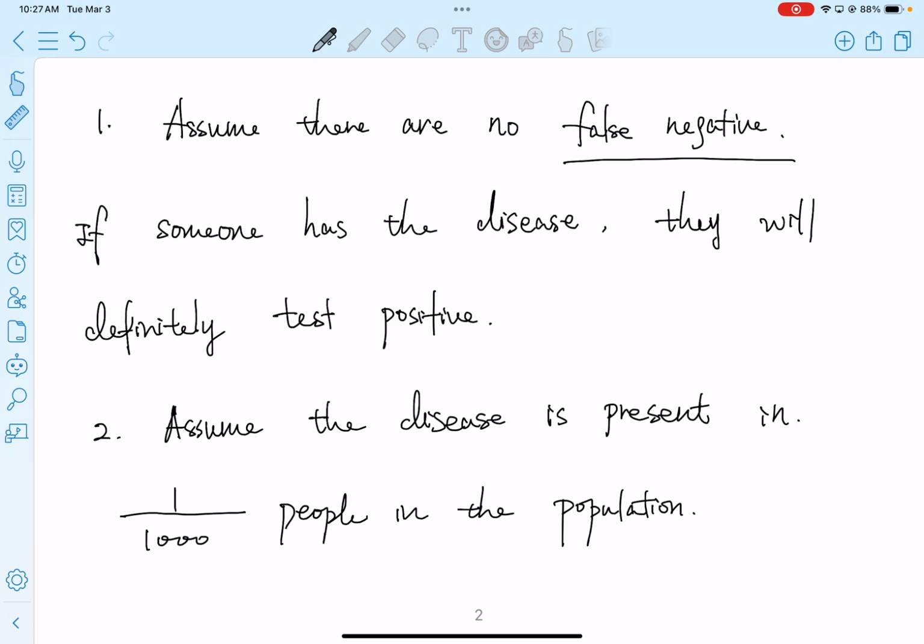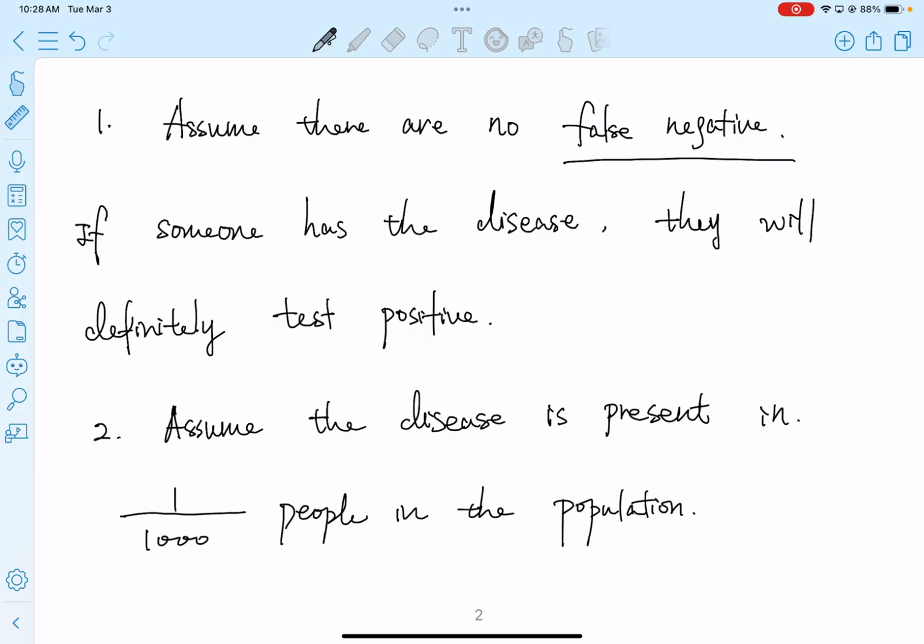Then if someone has a disease, the test will always tell you the truth. Okay? But in practice, in real life, that might not always happen. You might also have a false negative. But here, for this example, let's assume that the doctor is doing a good job when there's a disease, and that it will always return a positive result.